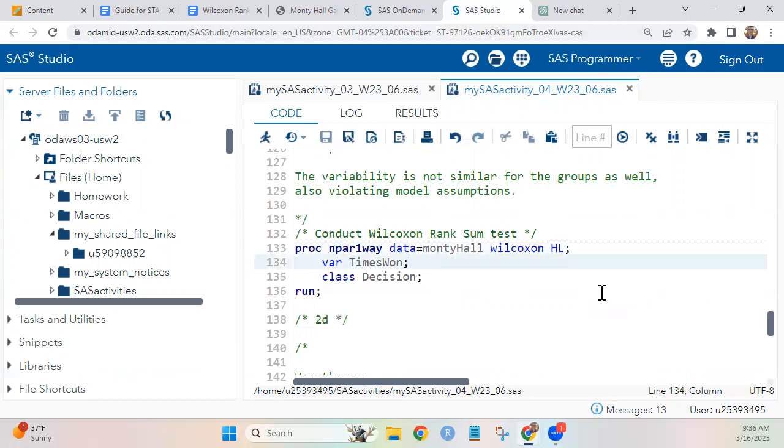Anybody else have any code issues? Yeah.